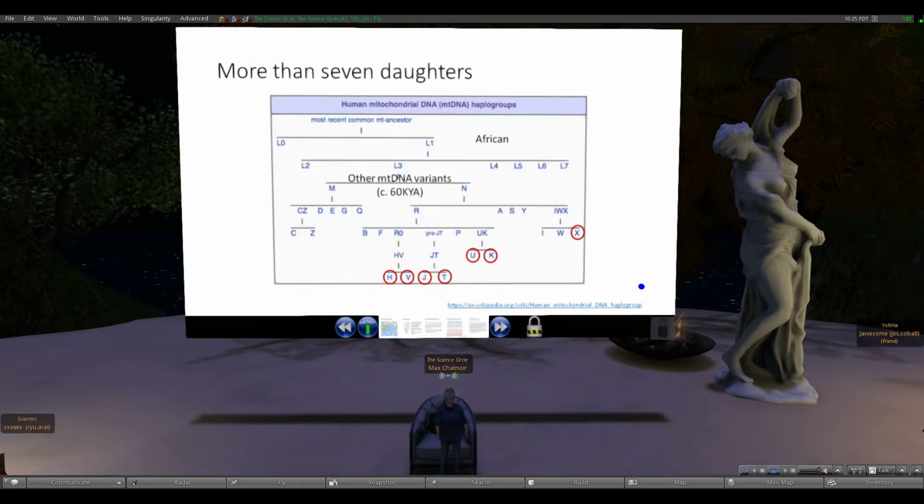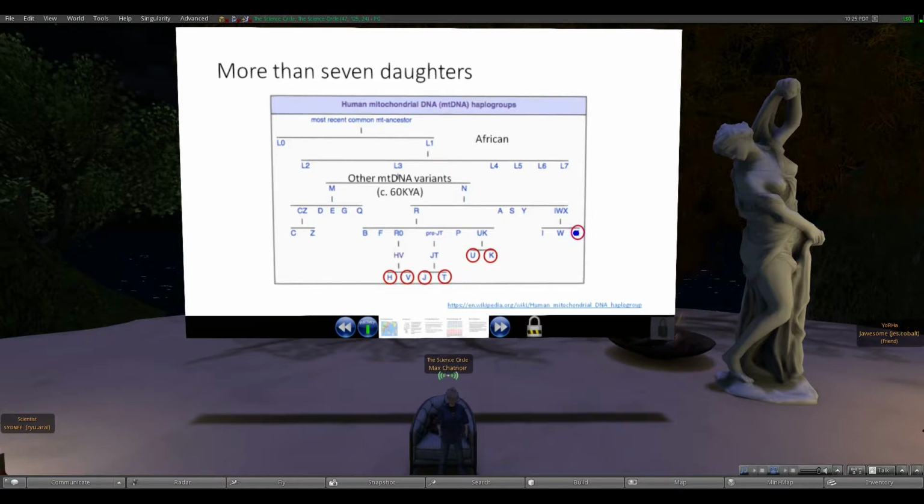Now, the idea of 7 daughters of Eve was a compelling one, but there are way more than 7 haplogroups. The ones that were mentioned in the Sykes books are circled here. These are major European and Middle Eastern haplogroups, but you can see there's a lot of other different haplogroups. This whole bunch here, for example, all of these guys here.